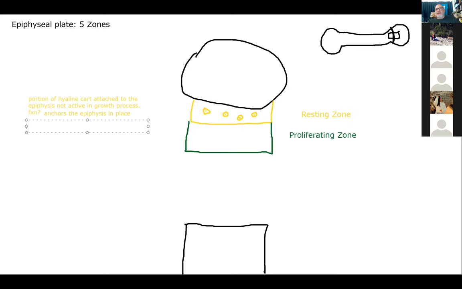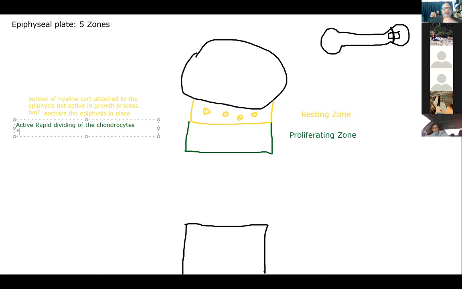This proliferating zone is going to be the region where we have very active, rapid dividing of the chondrocytes. So there are many chondrocytes in here dividing inside of the matrix. What kind of growth did we say that was, where the chondrocytes divide within the lacuna and push away from each other? If only we had learned the two methods by which tissues enlarge themselves. One incurred interstitial growth. There you go, exactly. This is where the interstitial growth occurs.